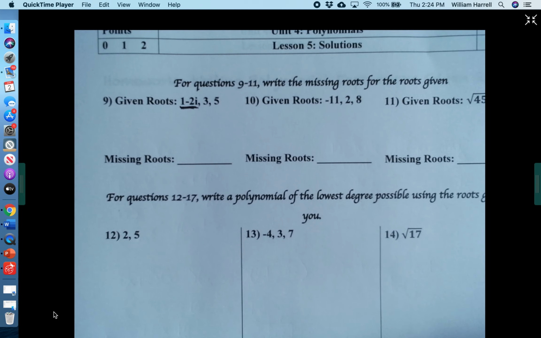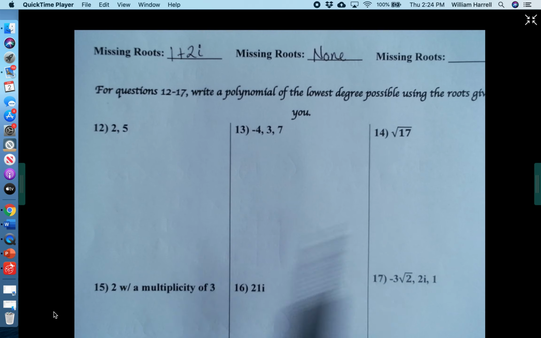For number 10, am I missing any roots? Yes or no? I'm not, because I don't have a radical symbol or a root with i in it. Okay. 12, 13, 14, 16, 17 we've already done.